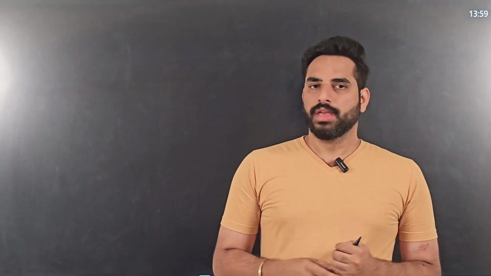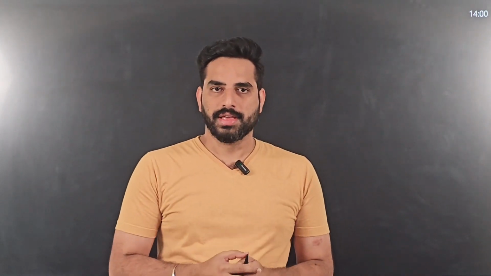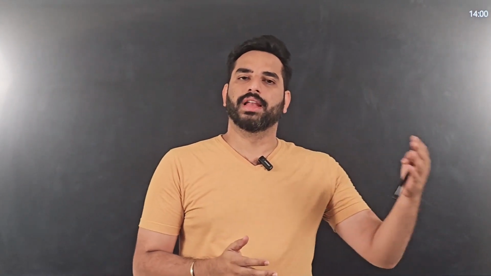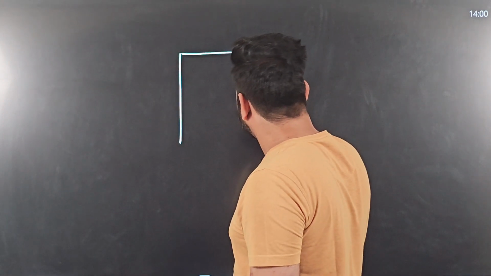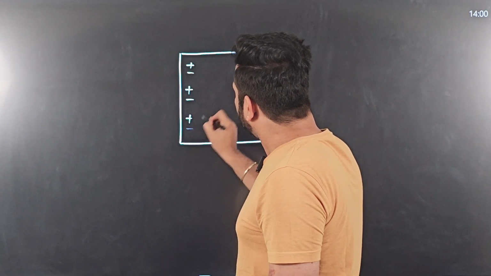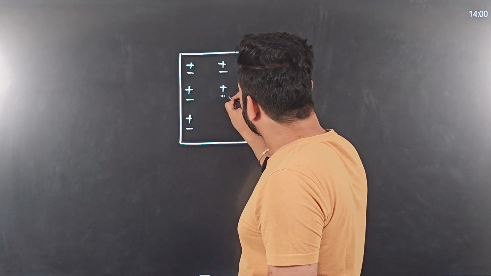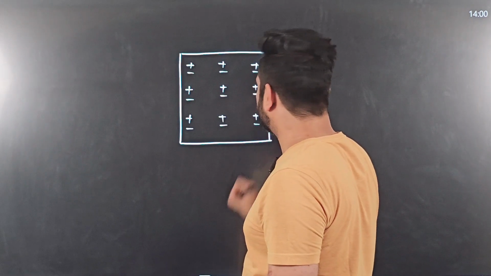Any insulator medium is known as dielectric medium. Any medium in which there are no free charges to move, charges are tightly bound to their respective nucleus, that medium is known as a dielectric medium. For example, if you take a dielectric slab, there are positive and negative charges, but they are not free to move as compared to conductors. In conductors, the charges are free to move.